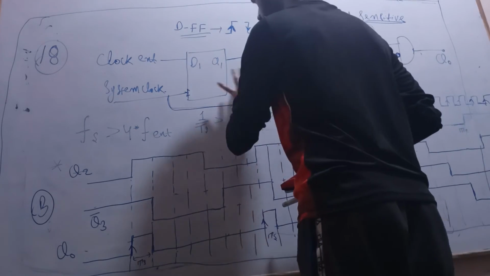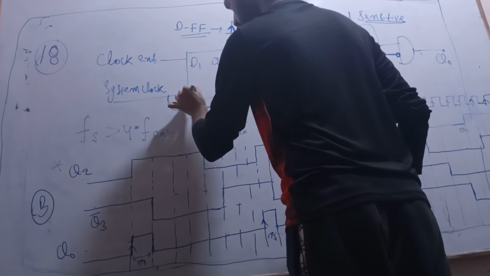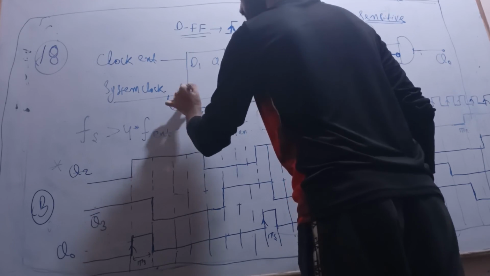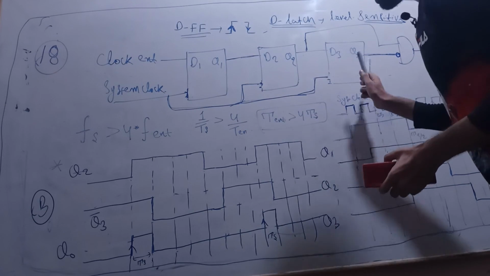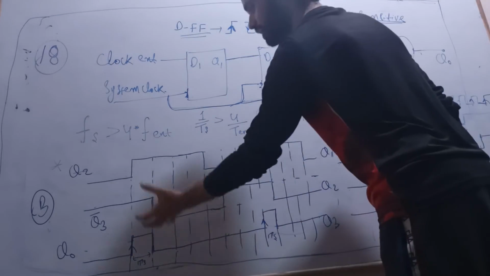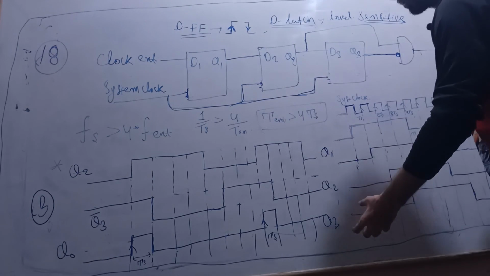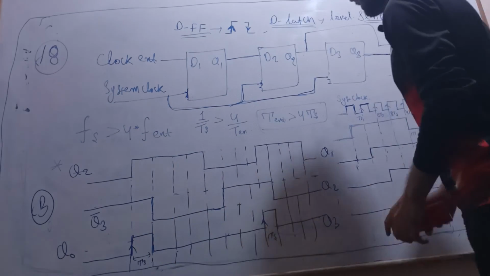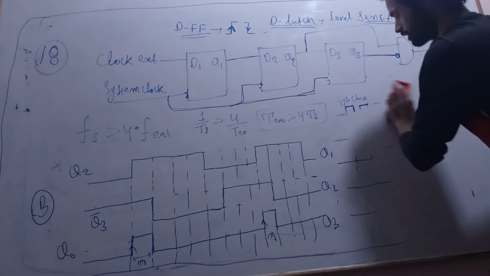Here the clock arrow is not given, which means it is just a D latch. So this is the detection of the rising edge of the pulse of Q output, for the system clock duration of TS. So that's all for this question. Now let us see the next question.